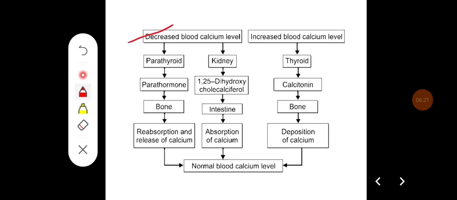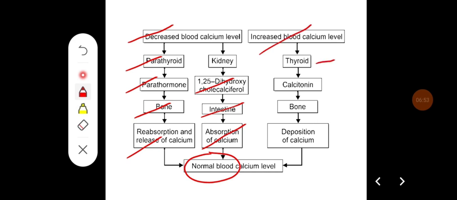When serum calcium reduces, it stimulates the parathyroid to produce parathormone, which causes resorption of bone and release of calcium. The kidneys are also stimulated and produce 1,25-dihydroxycholecalciferol, which increases the absorption of calcium in the intestine, thus the blood calcium comes back to normal. When there is increased calcium level, there is stimulation of the thyroid gland, and the parafollicular cells produce calcitonin, which acts on bone, causes deposition of calcium and reduces the blood calcium.